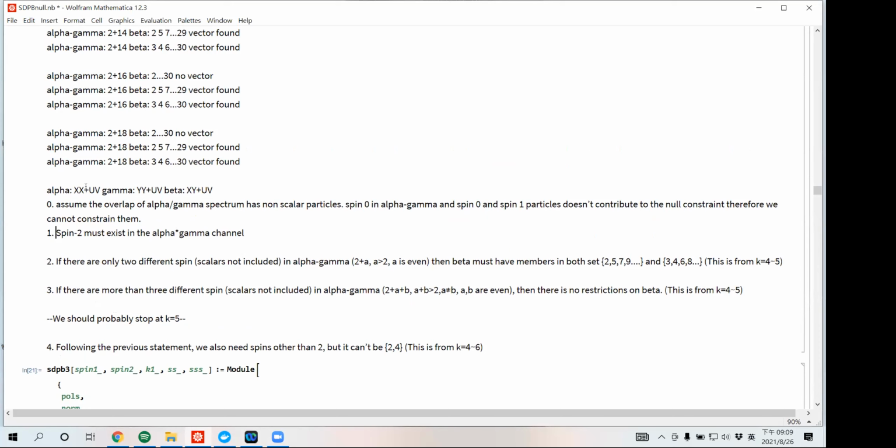So alpha and gamma are XX and YY, beta are XY. First of all, spin 0 in alpha gamma and spin 0 and spin 1 particle in beta don't contribute to the constraint. It just gives us 0, so we cannot constrain that. And this one was mentioned last time. Spin 0 in alpha gamma and spin 0, spin 1 in beta, right? Oh, sorry, yeah, beta.